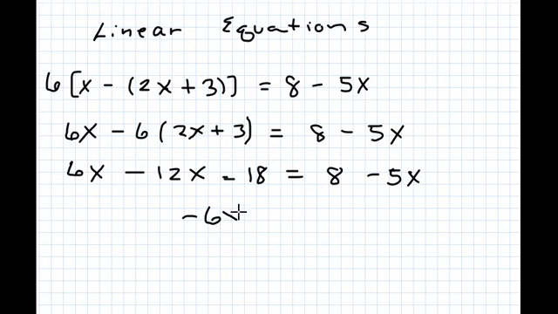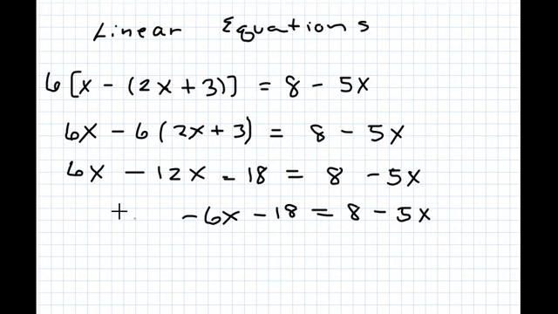And that's really all the like terms we have on the left hand side. Okay, now because we have a minus 6x here and a minus 5x here, this is smaller than the minus 5, so I'm going to take this over to the right hand side, and I'm going to take this 8 over to the left, and I'm going to do this all at one time here.